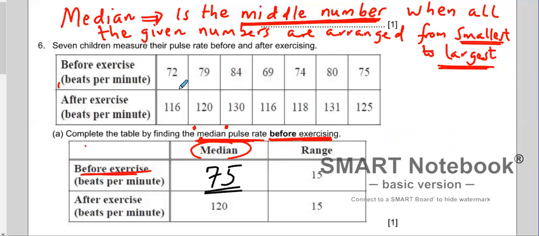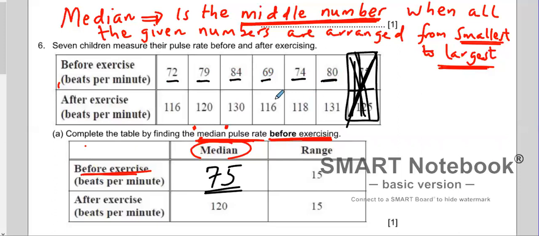For instance, let us say we had these numbers. Suppose these numbers are not there. Then what do we have? We have 72, we have 79, we have 84, we have 69, we have 74, we have 80. Now suppose I'm looking for the median of these numbers here.